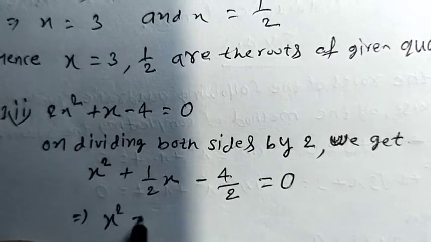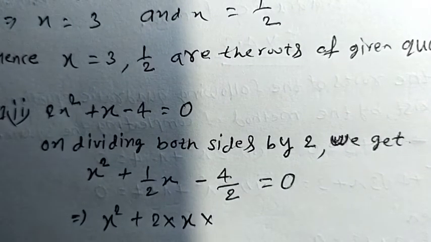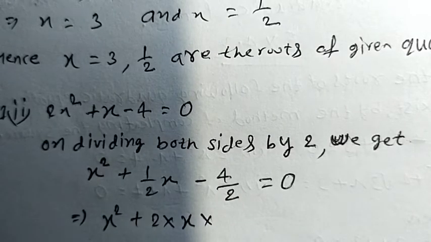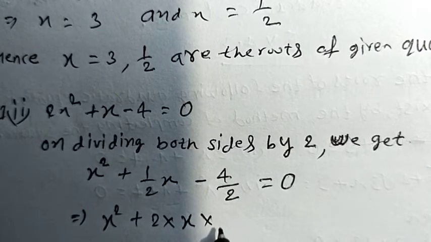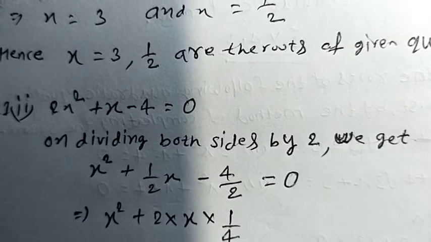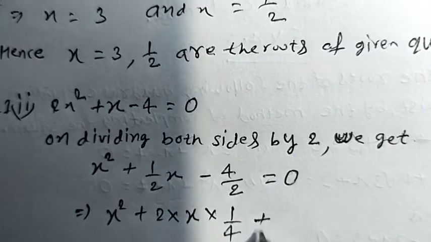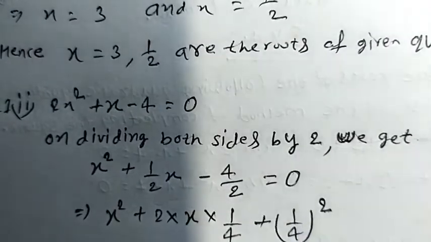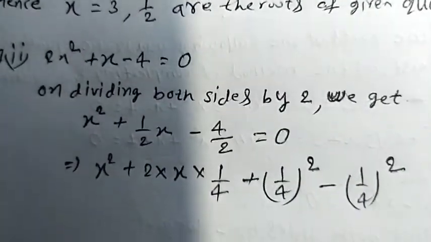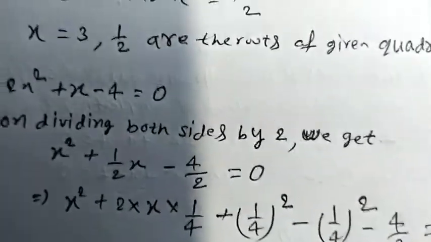Implies x square plus 2a and b. The value of b we have to get is 1 by 2. So when we multiply 1 by 4, then we get 1 by 2, since 2 2s are 4. Now plus 1 by 4 the whole square is added, and also subtract 1 by 4 the whole square. Here also given minus 4 by 2, that is equal to 0.